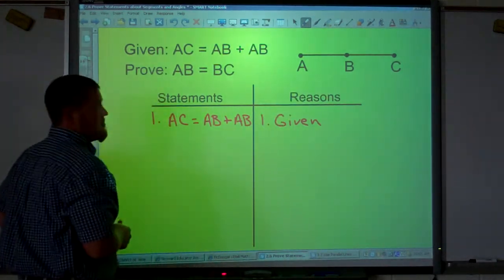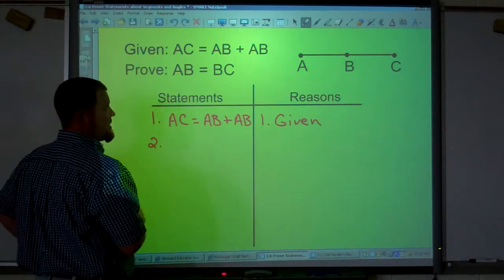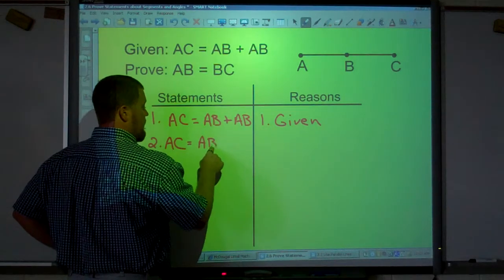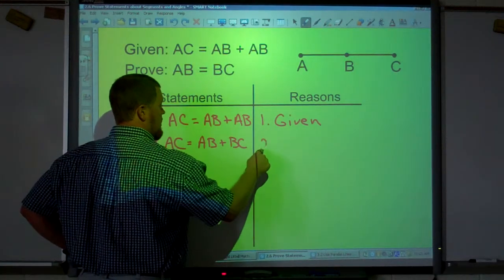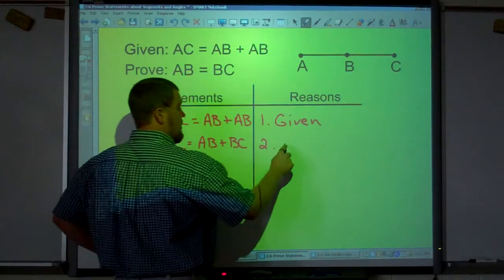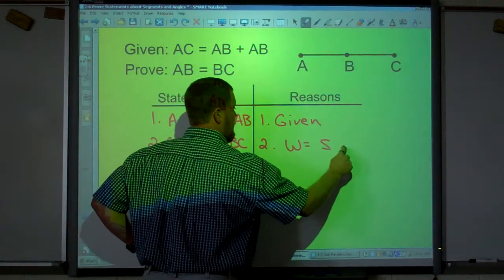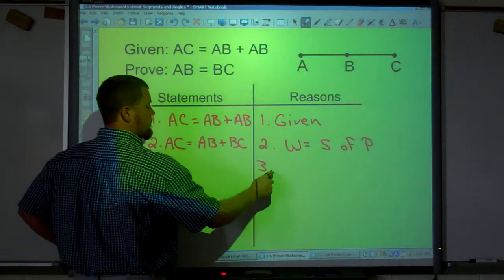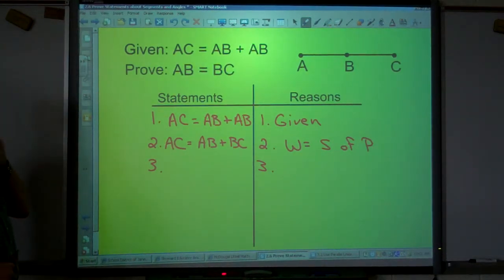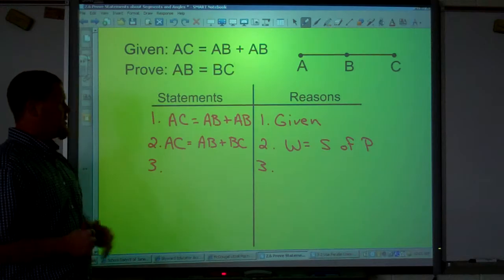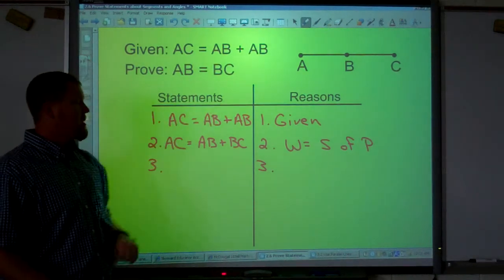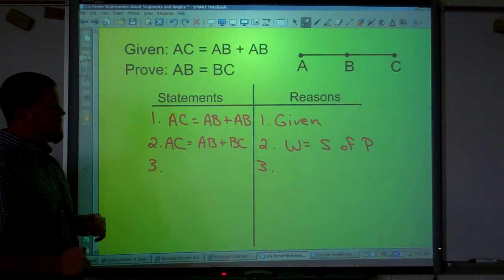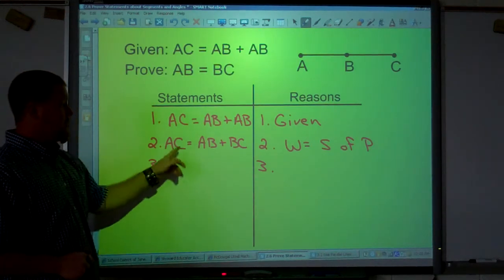Now we look at our diagram. Do we have anything here? Well, the only thing I know from my diagram is the fact that length AC equals length AB plus length BC. And that again is whole equals sum of parts. Now, with geometric proofs, your statements come from givens, they come from your diagram, or they come from previous statements working together. We have no more givens. That's our only diagram. We exhausted that.